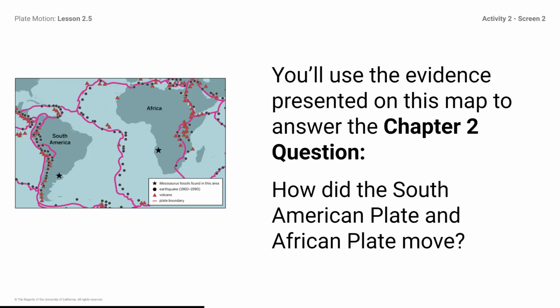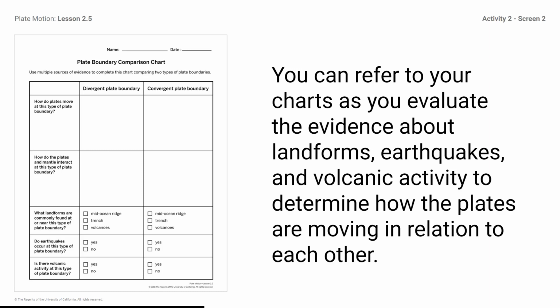We know that plates move toward each other at convergent plate boundaries and away from each other at divergent plate boundaries. To answer the Chapter 2 question about how the plates moved, we first need to identify which type of plate boundary, convergent or divergent, is between the South American plate and African plate. You can refer to your charts as you evaluate the evidence about landforms, earthquakes, and volcanic activity to determine how the plates are moving in relation to each other.